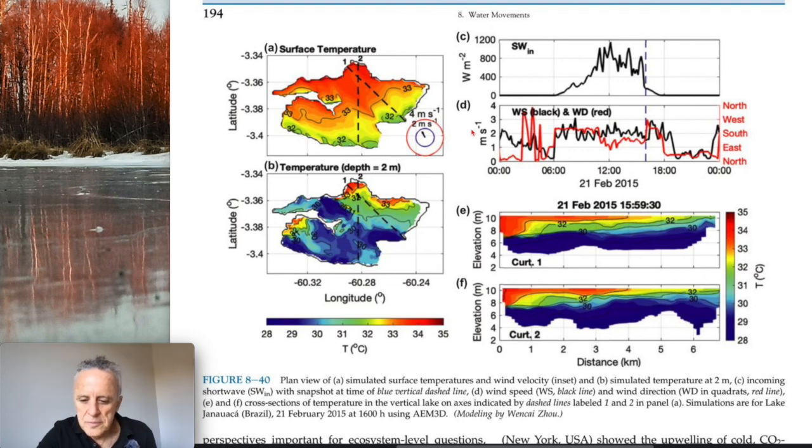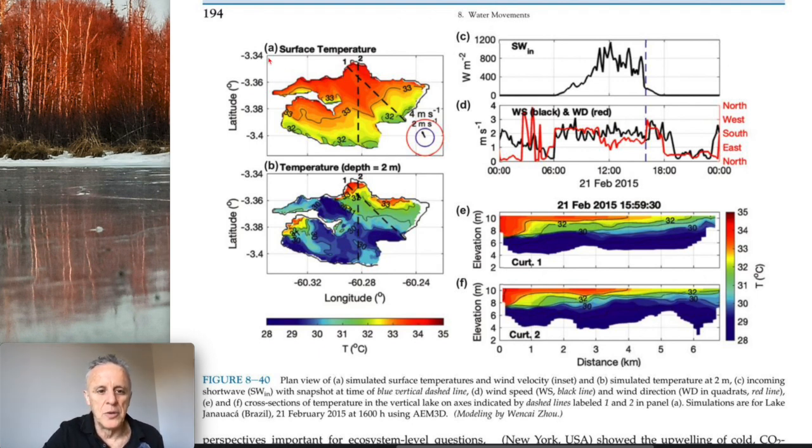And so let's see, the wind velocity inset. Okay, I see. So this is the inset. The surface temperature is here. This is the lake at somewhat of an oblique angle, I guess, or maybe just an aerial view of it, although it looks like there's an angle to it.